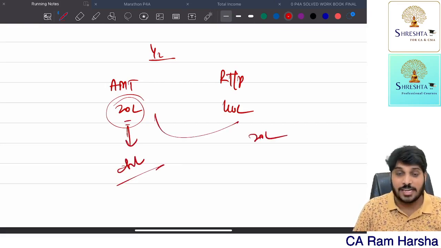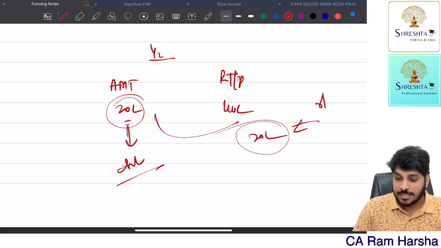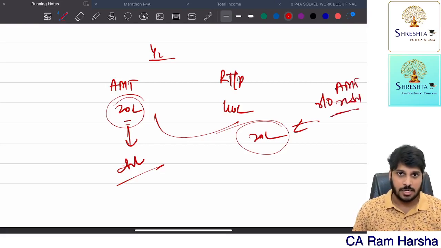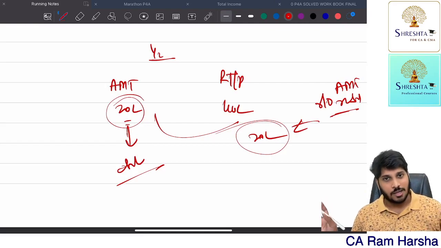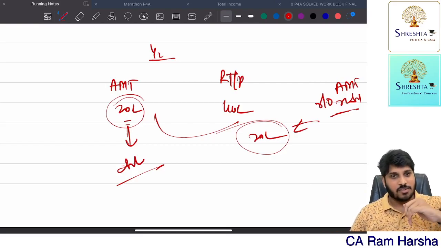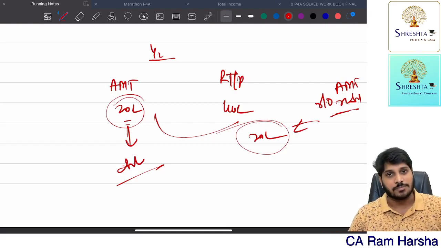Excess amount is what? 20 lakhs. This 20 lakhs you can set off against AMT credit. You can set off with AMT credit. That's it. Are you getting the point? With this, the 115 JEE provision is completely over.